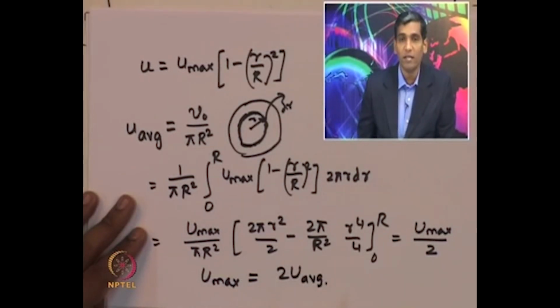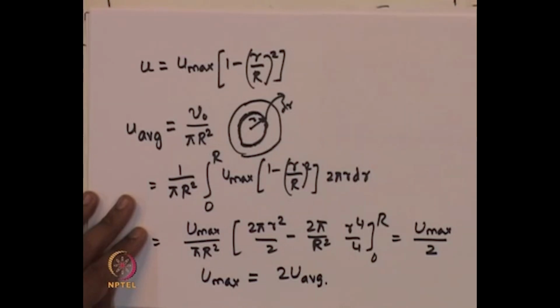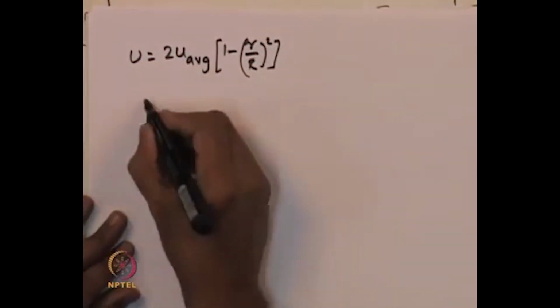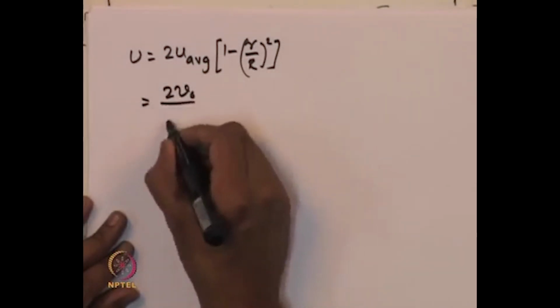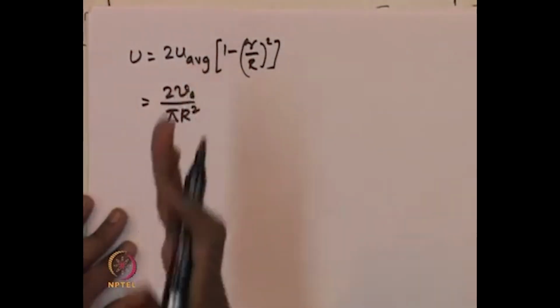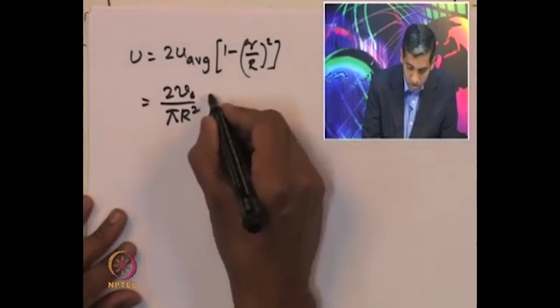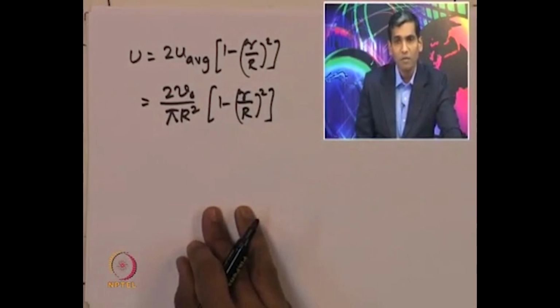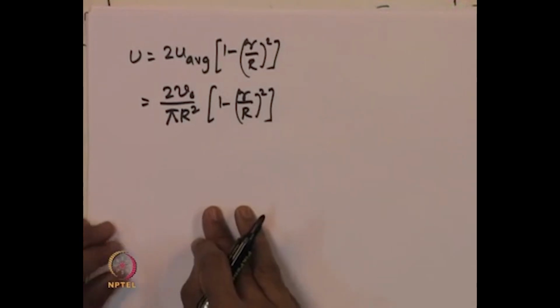So, substituting this in the expression for the velocity, we can rewrite the velocity expression as u equal to 2 times u average multiplied by 1 minus r by R the whole square, and that is equal to 2 V naught by pi R square, where V naught is the volumetric flow rate with which the fluid is flowing at that cross section, into 1 minus r by R the whole square.